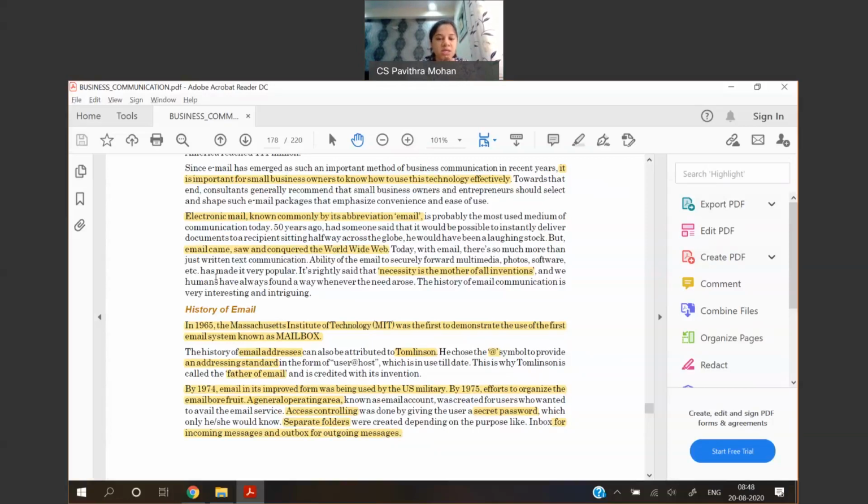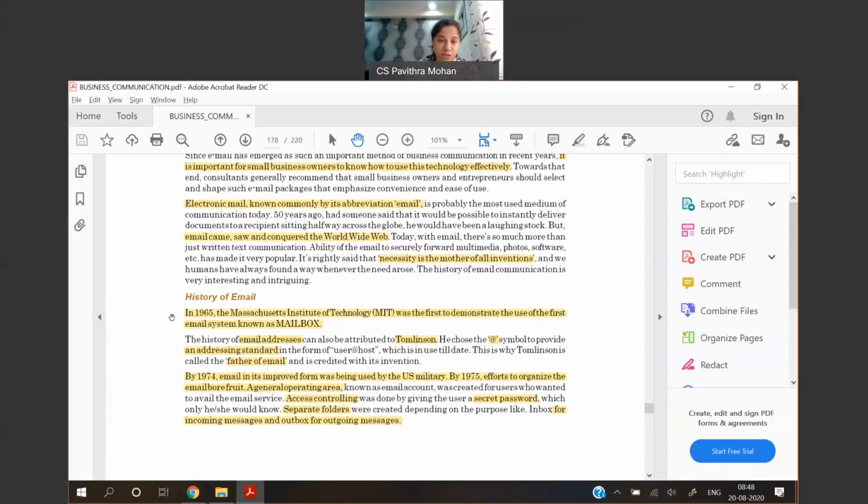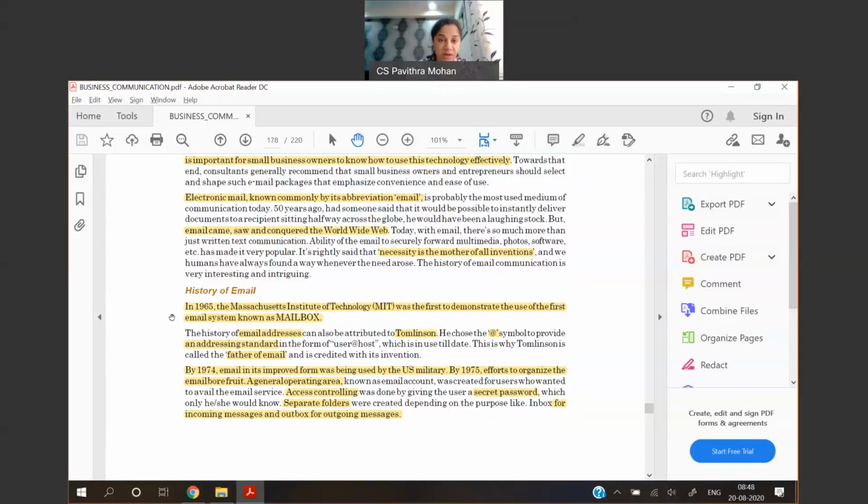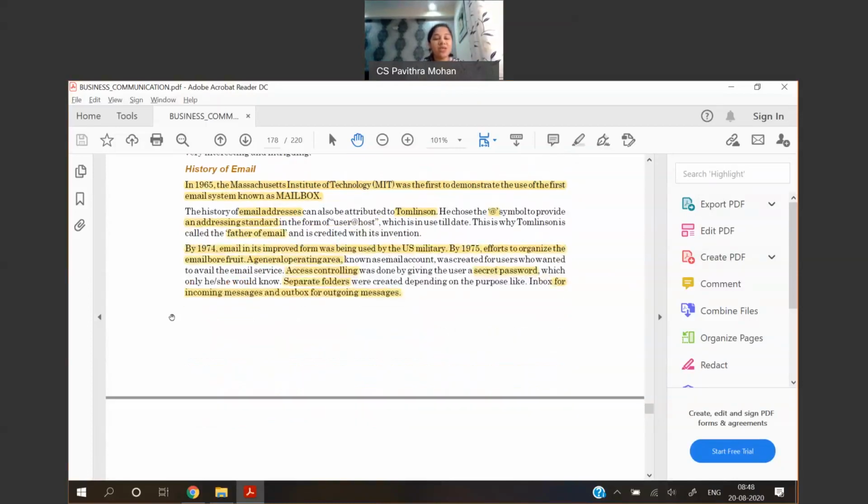Necessity is the mother of all inventions. This is a proverb that has been properly implemented with the concept of email. We all required something that can work at a very fast pace, and today that is being available, and that was possible only because we had that basic necessity. Then we are just going to understand the quick history of how emails came into picture.